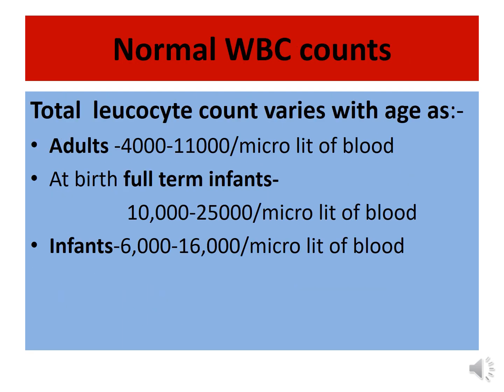Total normal WBC count. The total leukocyte count varies with age. As you see here, the normal adult total WBC count, or total leukocyte count, is 4,000 to 11,000 per microliter of blood. At birth, in full-term infants, it is 10,000 to 25,000 per microliter of blood. In infants, up to the age of 1 year, it should be 6,000 to 16,000 per microliter of blood.